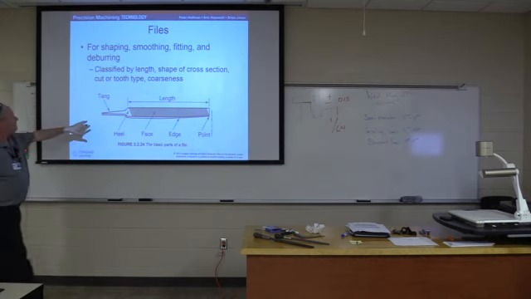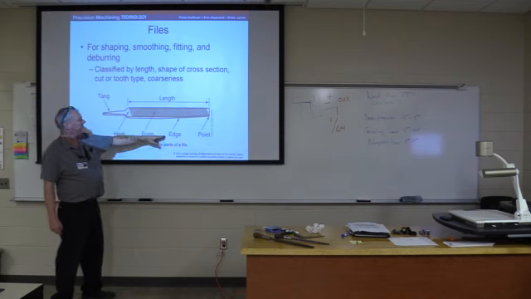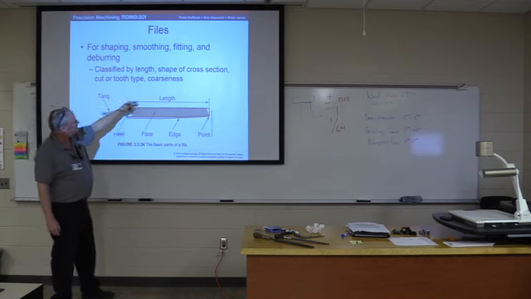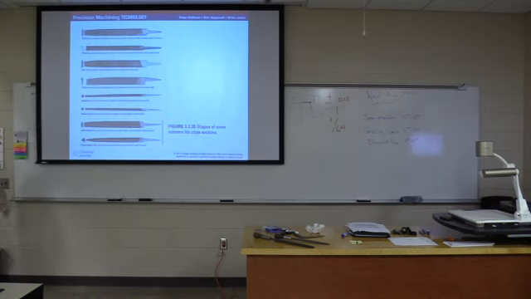So here we have, they call it the tang, and then the length of the file, the face of the file, the edges, and then the heel is where you can see if it's a double or a single. So here's a lot of little specialty files. We have a bunch of these around.